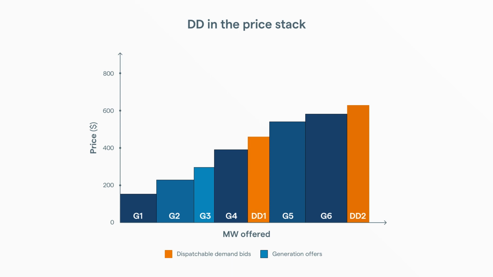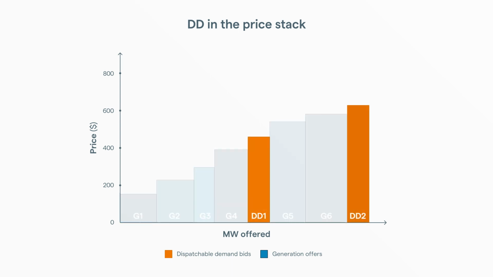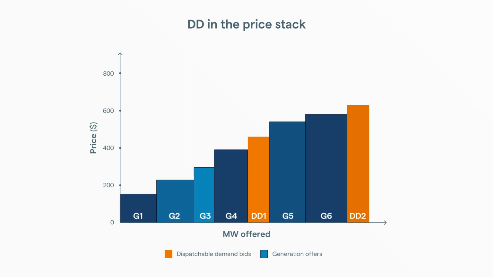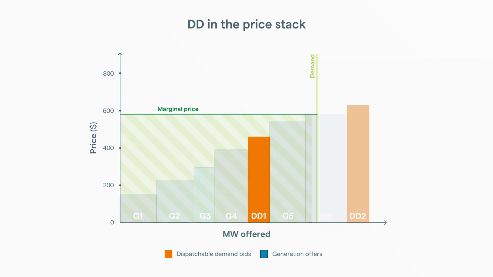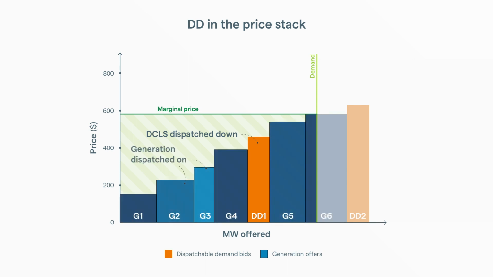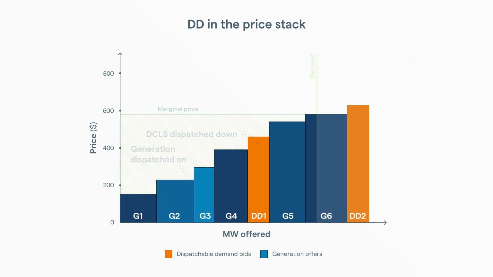This represents the price stack. It shows both generation offers and dispatchable demand bids. Remember, clearing a generation offer means bringing on more generation. Clearing a dispatchable demand bid means reducing the load at that DCLS, so they have the same effect on the supply-demand balance. We'll first consider a DCLS that is not binary and is not offering interruptible load, or IL.